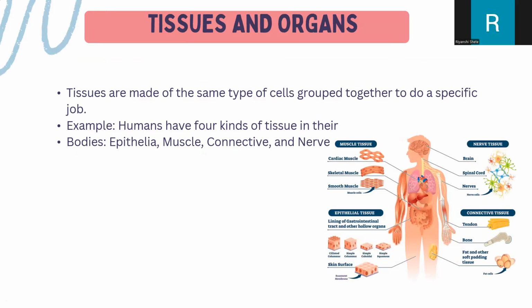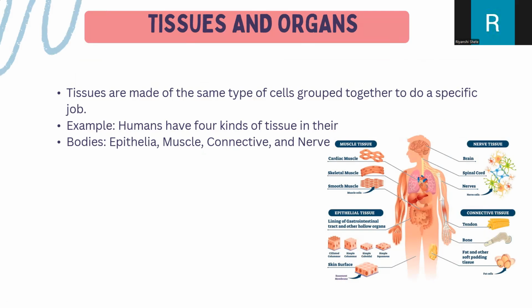Now what is tissue? As we have learned, tissue means a group of cells grouped together to do a particular job. Humans have 4 kinds of tissue in their body: muscle tissue, nerve tissue, connective tissue, and epithelial tissue. I have shown one diagram here.